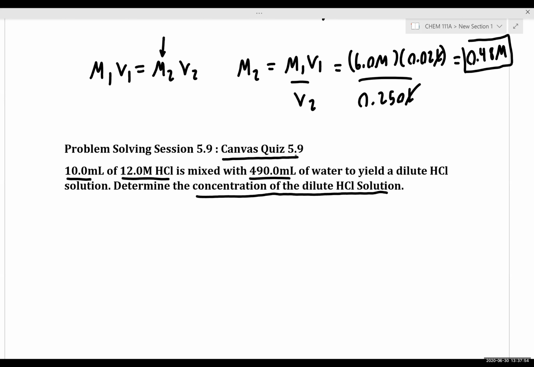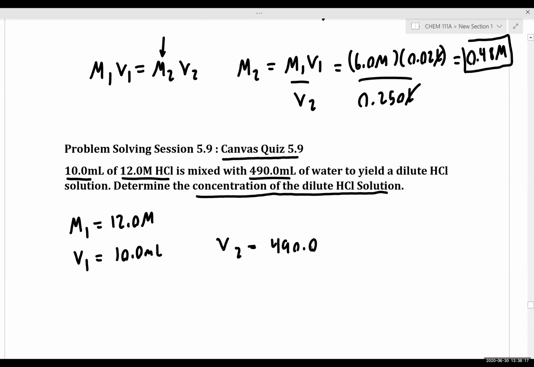As we have a reasonable pool of responses from the class, let's discuss this example. Our initial molarity is 12.0 molar. Our initial volume is 10.0 milliliters. Our final volume is the total volume of water and our solution, which is 490.0 milliliters plus 10.0 milliliters, which gives us 500.0 milliliters. I'm writing that as 10.0 just so we can see the sig figs. And our final concentration is unknown.